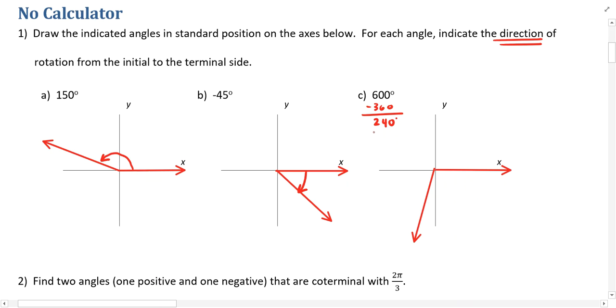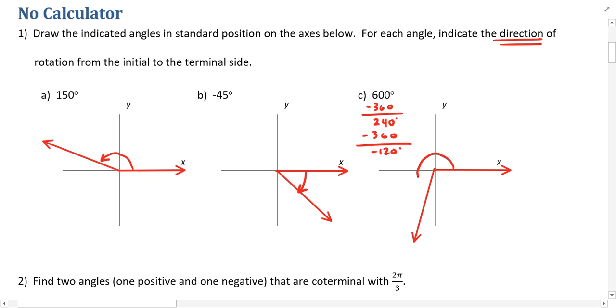If you wanted to subtract 360 again, you could. That result would be negative 120, and you might recognize that as a negative 120-degree angle, or a clockwise rotation from the beginning.